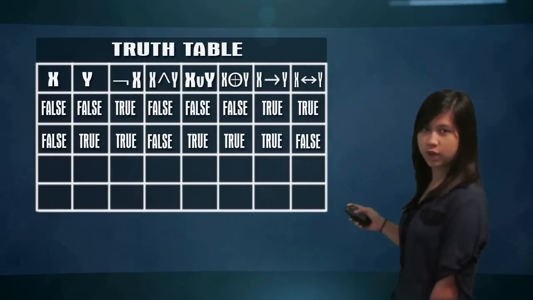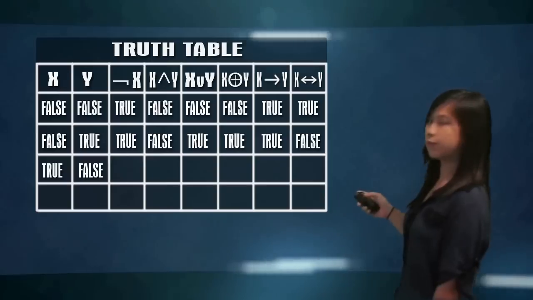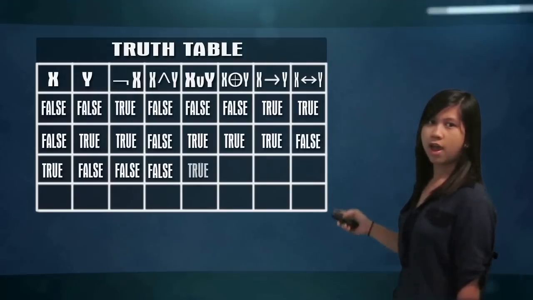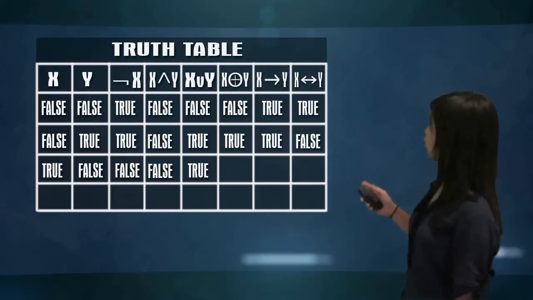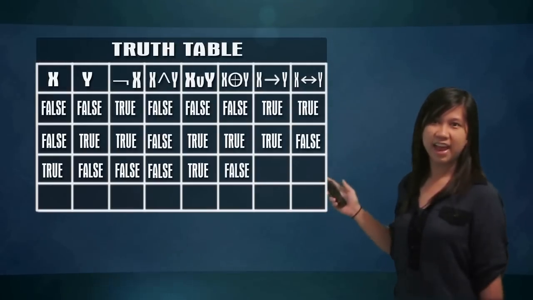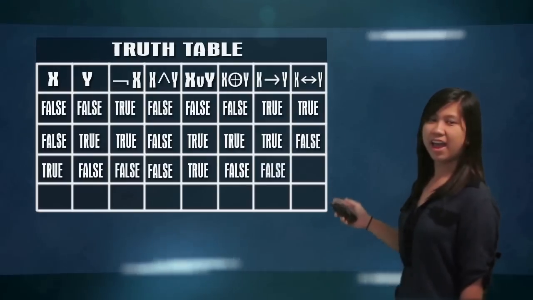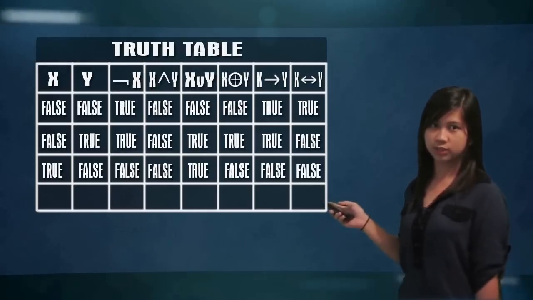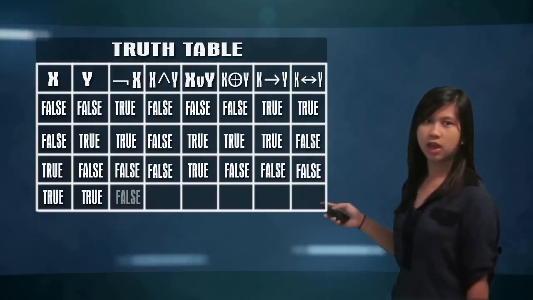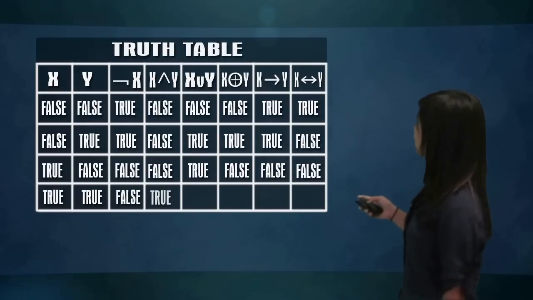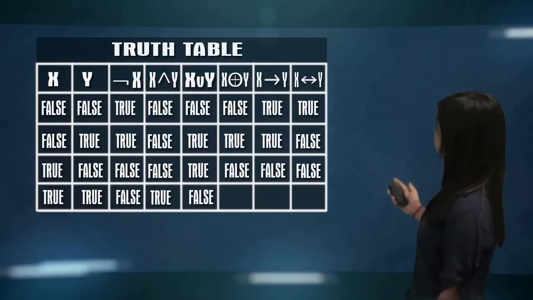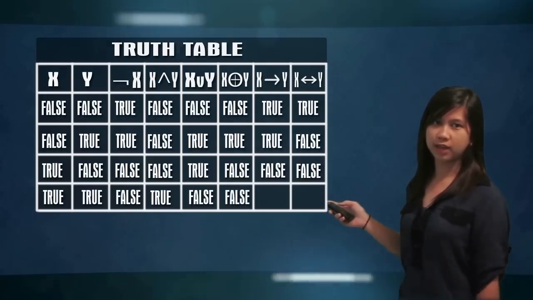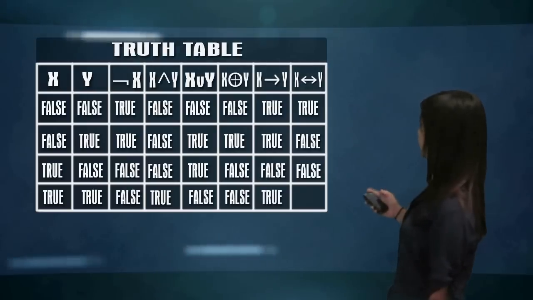And if X is true and Y is false, not X is false, X and Y is false, X or Y is true, X or Y but not X and Y is true, X implies Y is false, X is equivalent to Y is false. And if X is true and Y is true, not X is false, X and Y is true, X or Y is true, X or Y but not X and Y is false, X implies Y is true, and X is equivalent to Y is true.